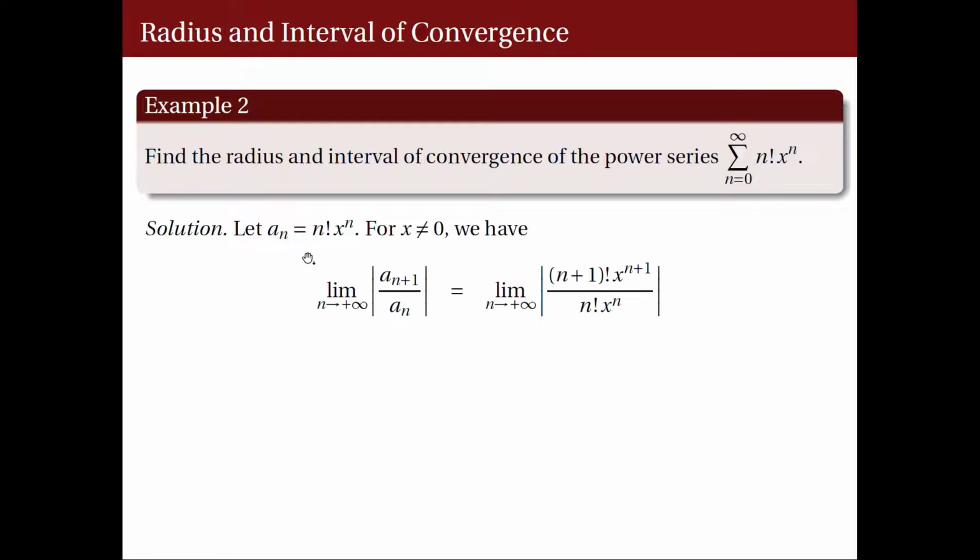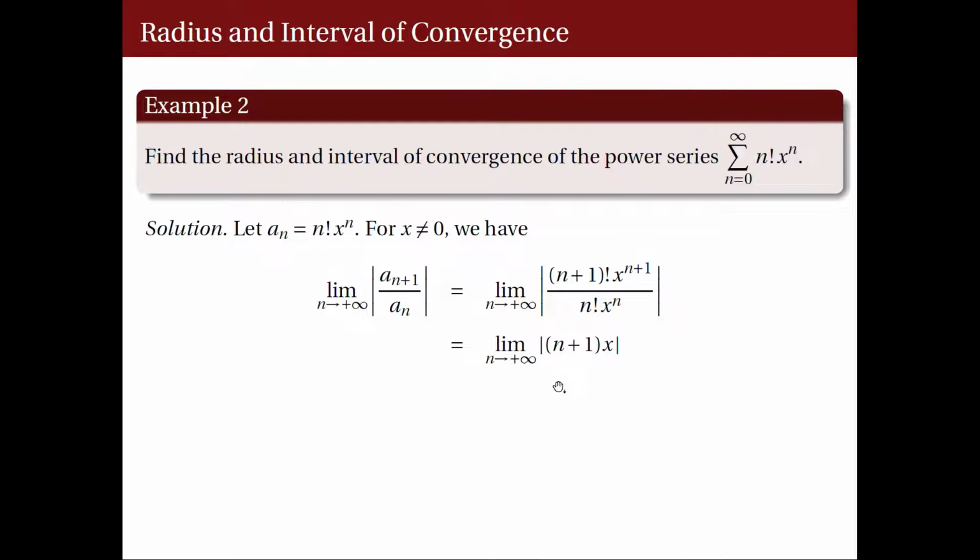For x not equal to 0, we have the limit of the absolute value of a_(n+1) over a_n as n approaches positive infinity, equal to the limit of the absolute value of (n+1) factorial times x to the n+1 over n factorial times x to the n as n approaches positive infinity. We can simplify this expression by cancelling n factorial and x to the n. Hence, we have the limit of the absolute value of (n+1) times x as n approaches positive infinity.